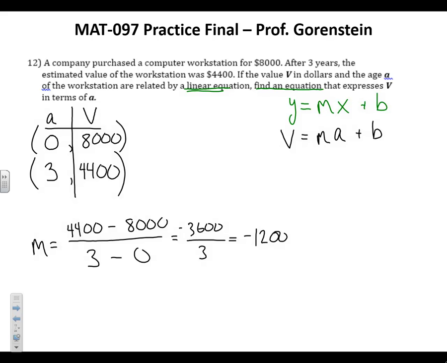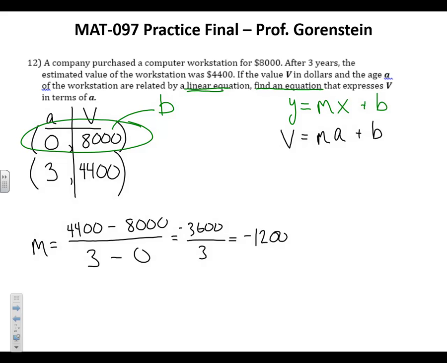What is a y-intercept? Well, it's a point on the y-axis, the point where the graph intersects the y-axis. Any point on the y-axis is 0 comma something. We've got a point already in the form 0 comma something. That means that 8,000 is our y-intercept.